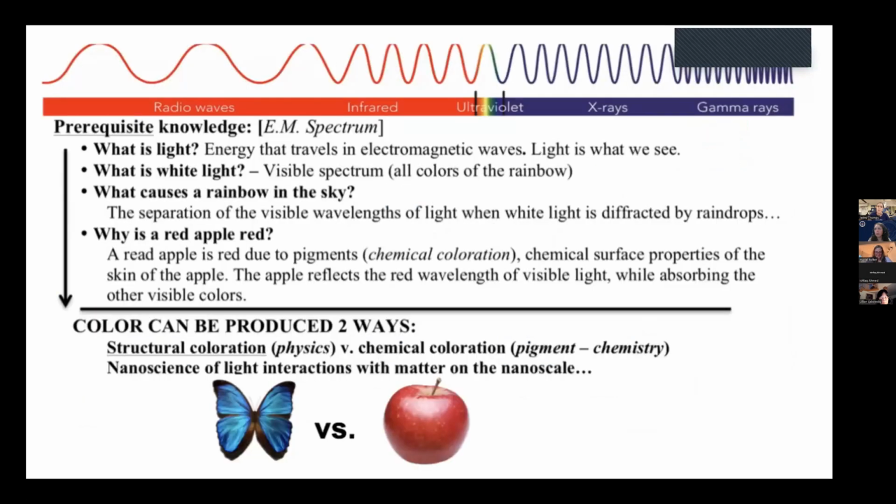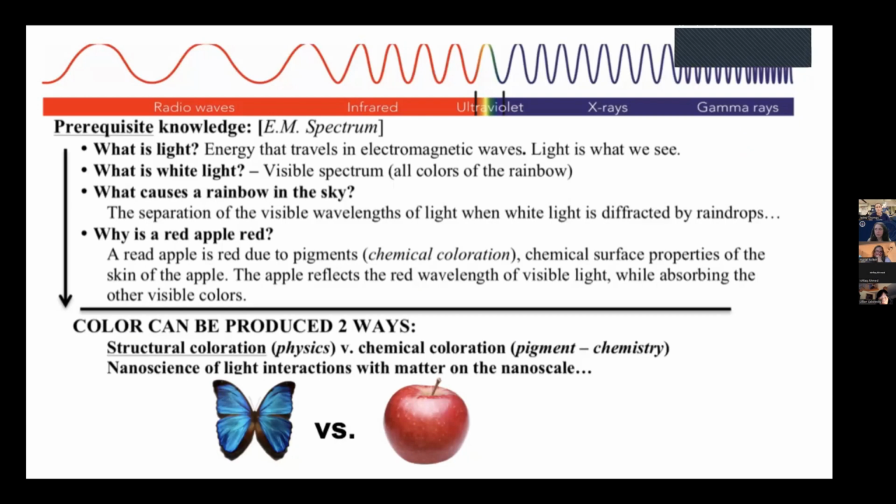So a prerequisite to the lessons I'm about to share right now is that, first of all, what is light? It's this form of energy, and we talk about the electromagnetic spectrum. Well, what is white light? It's the visible spectrum of all colors of the rainbow. What causes a rainbow in the sky? Where do these colors come from? And by the way, why are things the color that they are? For example, something like a red apple. What gives it its color?